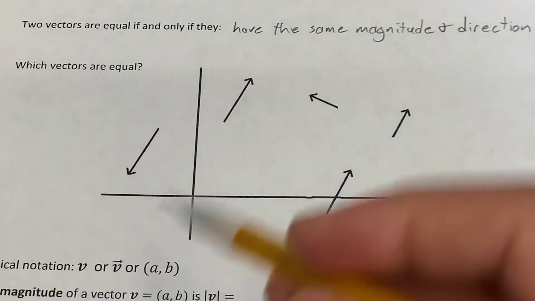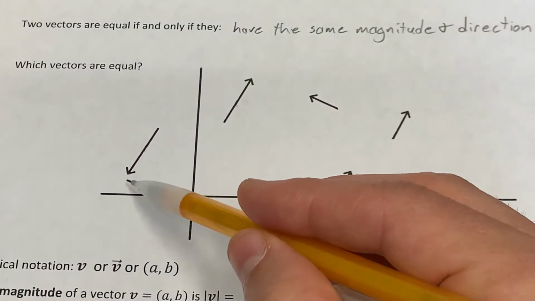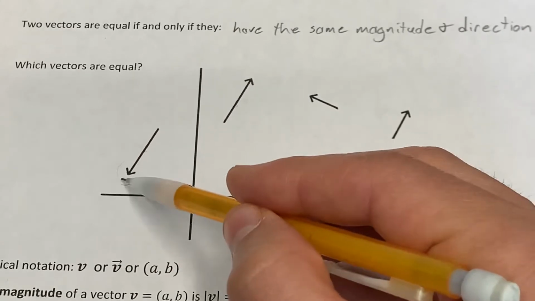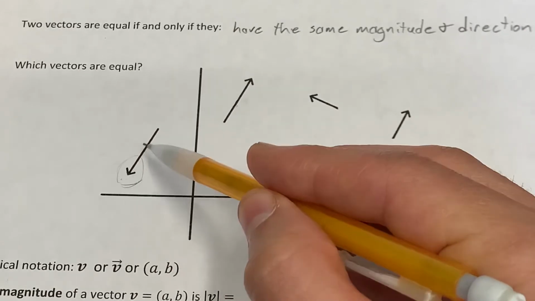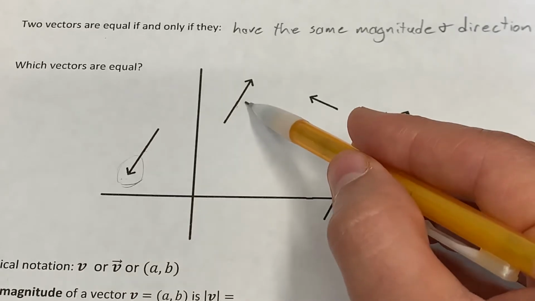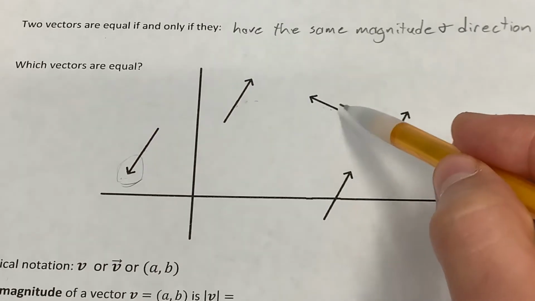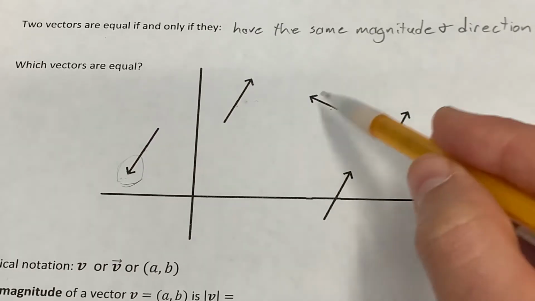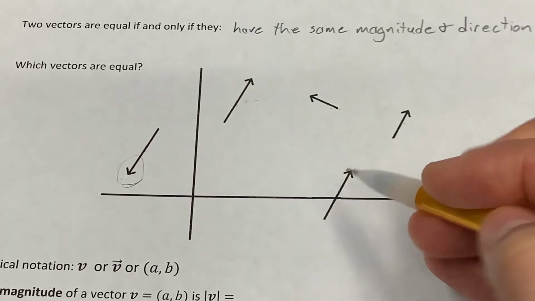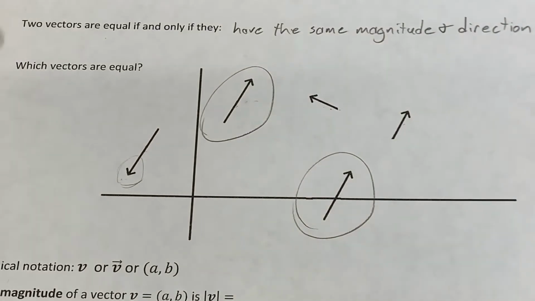Let's see. So these two have the same magnitude, but they don't have the same direction. This one is going sort of, for lack of a better word, southwest. This is going northeast. So these can't be the same. These two can't be the same. These have more or less the same magnitude. Those three have the same magnitude. But only these two have the same magnitude and same direction.